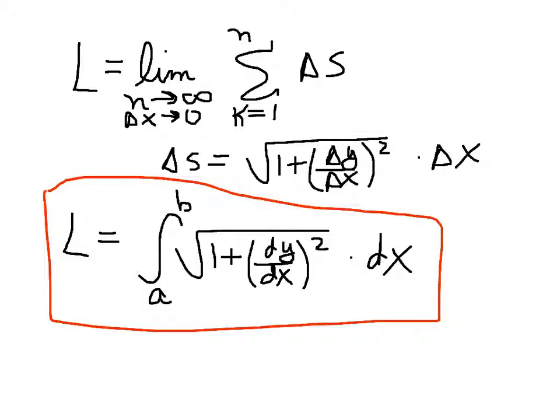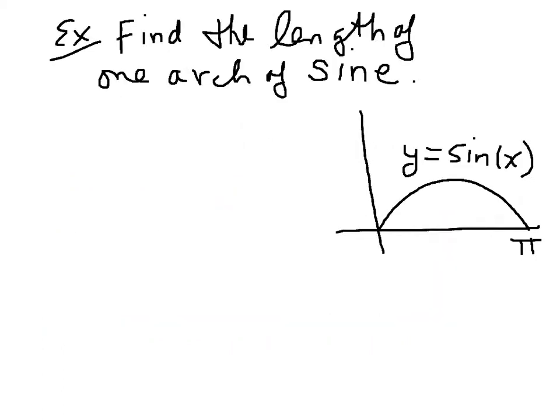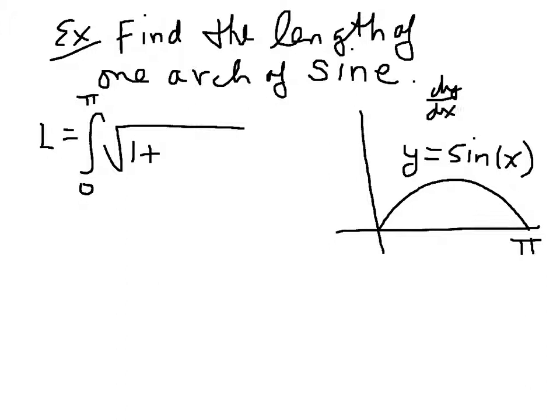So, as always, let's look at a couple of examples to help understand this. Here's a simple example and an interesting one. What we're looking for here is the length of one arch, in other words from here to there, of the sine graph. Now, what we've seen is that the length is equal to the integral from 0 to pi of the square root of 1 plus (dy/dx) squared. Well, dy/dx is cos of x. So this is cos squared of x.